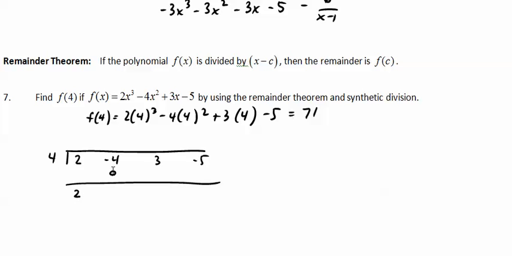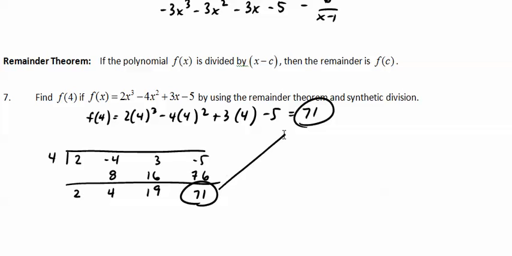2 times 4 is 8. Add, that's 4. 4 times 4 is 16. Add, that's 19. And then 19 times 4 is 76. 76 minus 5. Add, I get 71. Wow, same thing, right? The remainder, when you divide, is equal to what you get when you evaluate.